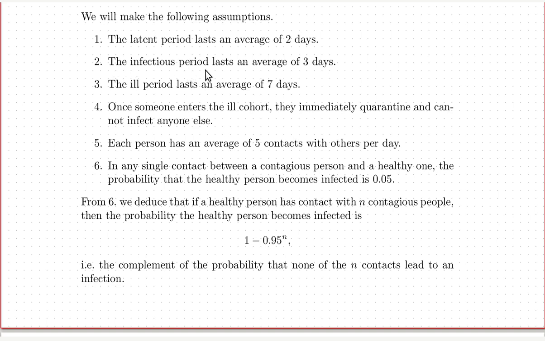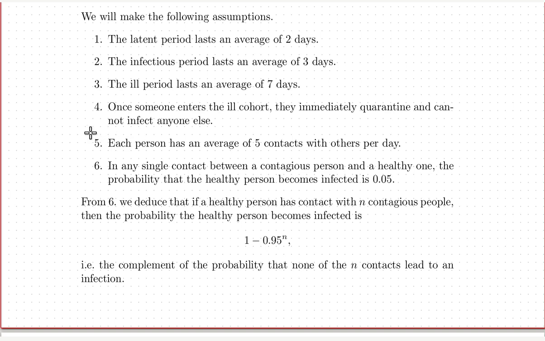The infectious period, I will assume, lasts an average of 3 days. The ill period, I will assume, lasts an average of 7 days. The ill period in this model will be the period when people are out of commission, right? When they're isolating, and therefore they're no longer having contacts with anyone, right? So they're temporarily reducing the size of the population. As I said, I'm going to assume that once someone becomes ill, that they immediately quarantine or self-isolate and will no longer infect anyone else. Again, that's an overly simplistic assumption, but it's not unreasonable for a simple model like this.